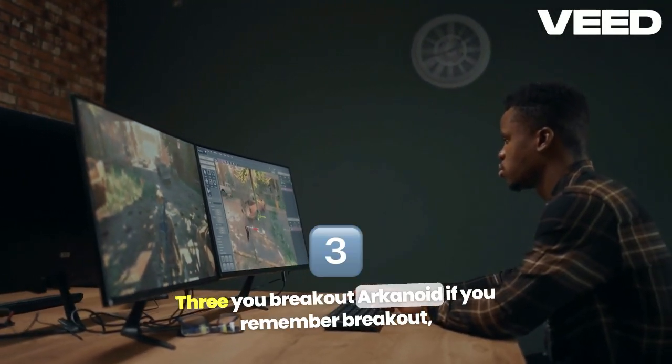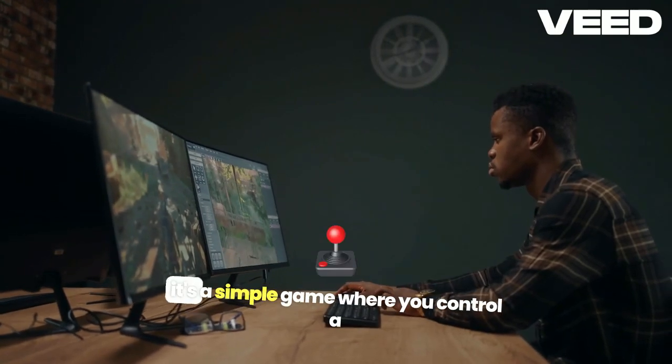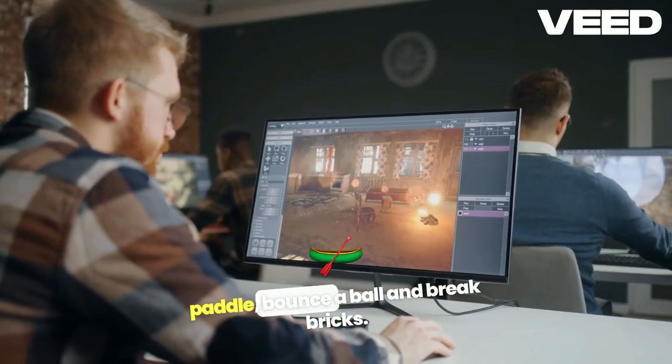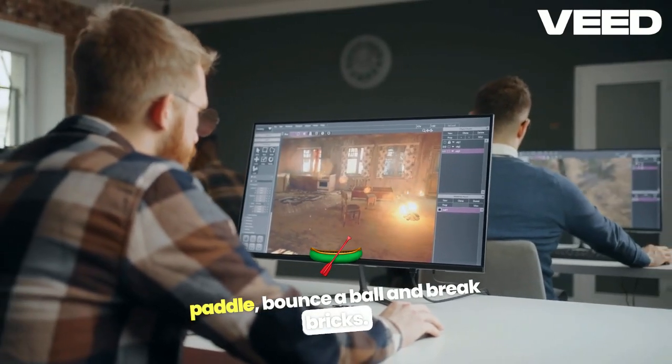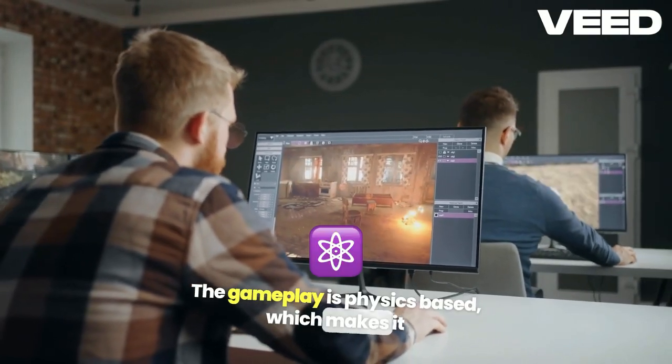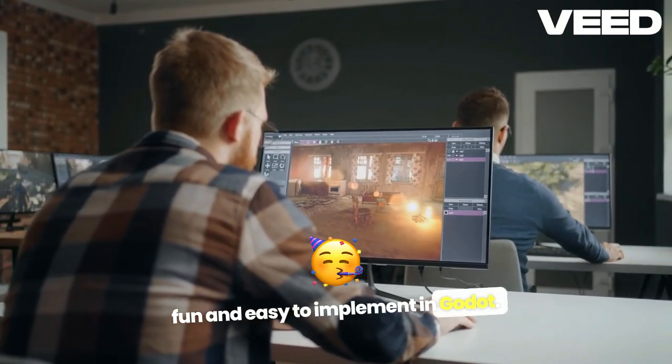3. Breakout/Arkanoid. If you remember Breakout, it's a simple game where you control a paddle, bounce a ball, and break bricks. The gameplay is physics-based, which makes it fun and easy to implement in Godot.